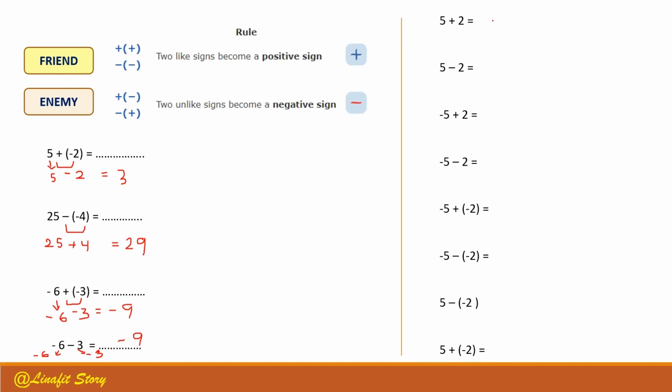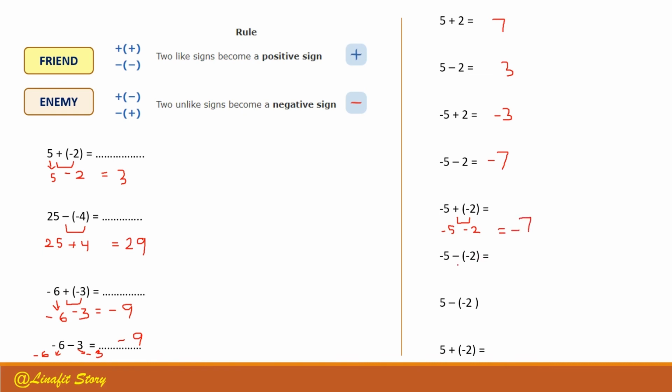Next, 5 plus 2 equals 7. 5 minus 2 equals 3. Negative 5 plus 2 equals negative 3. Negative 5 minus 2 equals negative 7. Negative 5 plus negative 2. You meet your enemy. Why? Because different sign. If you meet your enemy, the result is negative 2. So negative 5 minus 2 equals negative 7.